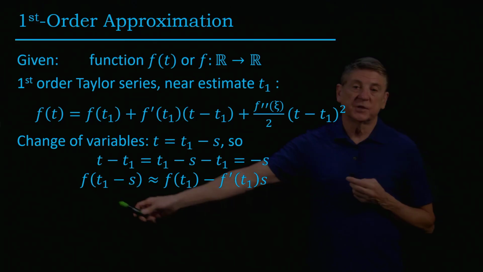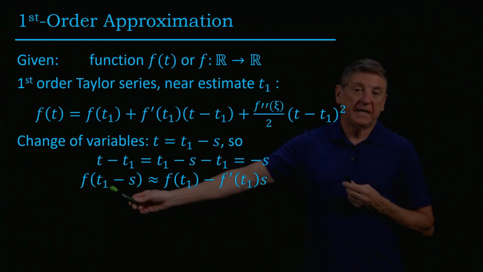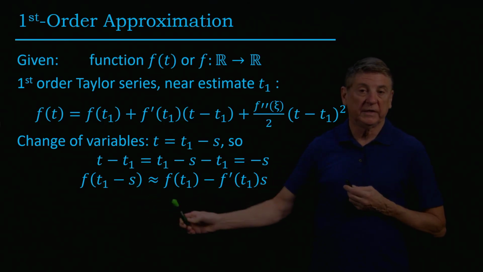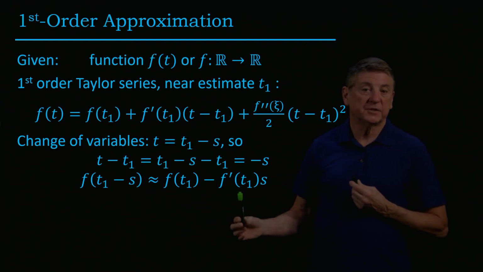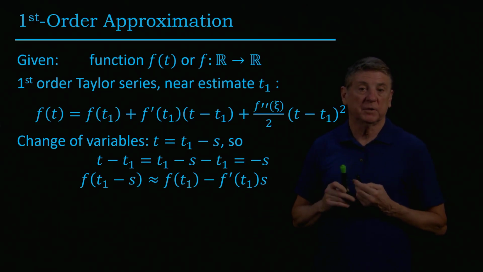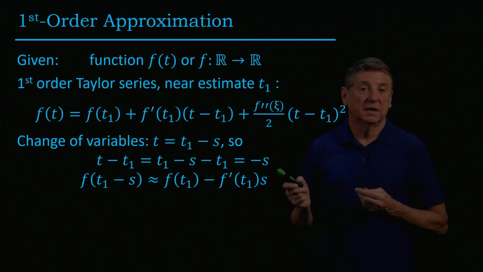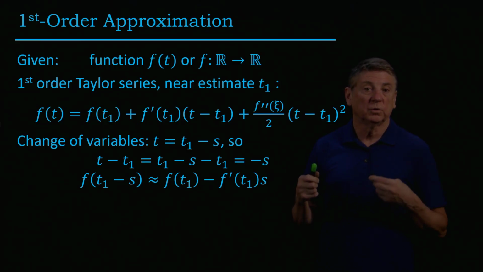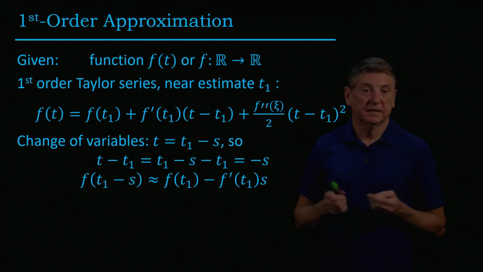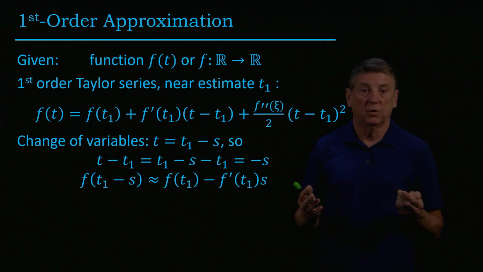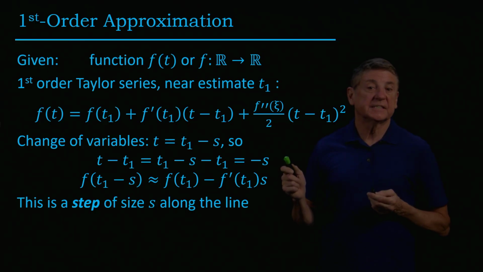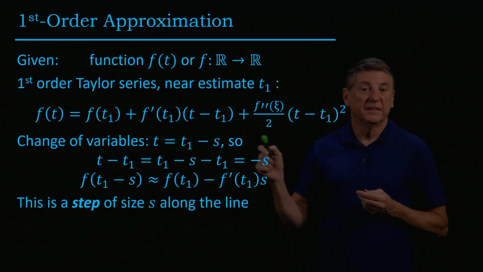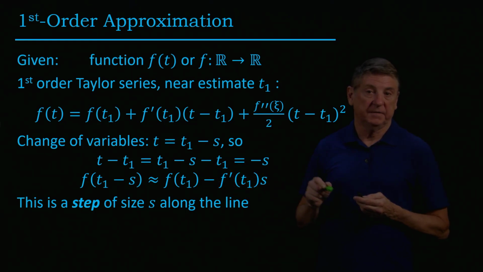So everywhere we see this t minus t1, we can just substitute minus s. And what this would mean is we can approximate the function at some offset from the expansion point as being approximately the function at the expansion point minus the first derivative of the function at the expansion point times this free variable s. So this lets us represent a function as a local linear approximation using the Taylor series that we recall from long ago prerequisites. So another way to think of this is a step of size s along this line. So this is defining a line.